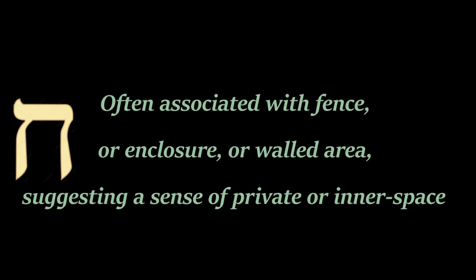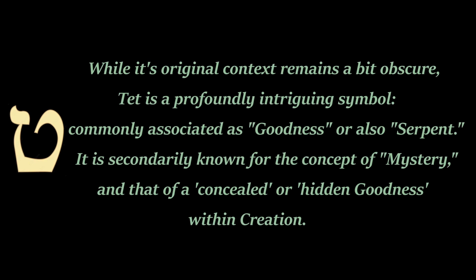Number 8, Chet. Often associated with fence or enclosure or walled area, suggesting a sense of private or inner space. Number 9, Tet. While its original context remains a bit obscure, Tet is a profoundly intriguing symbol, commonly associated with goodness or also serpent. It is secondarily known for the concept of mystery, and that of a concealed or hidden goodness within creation.